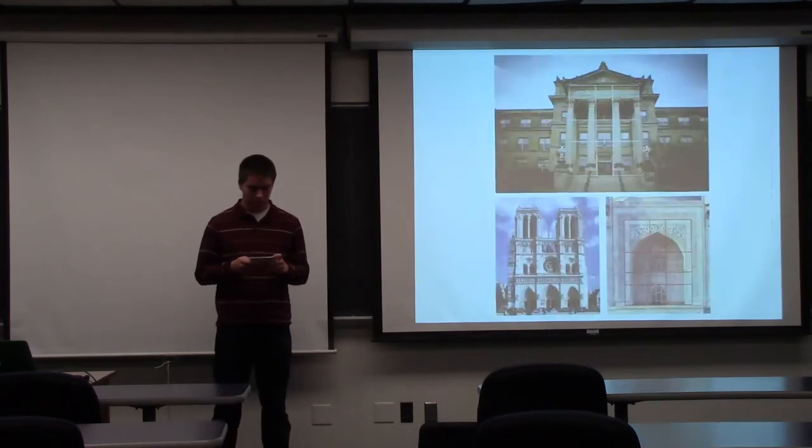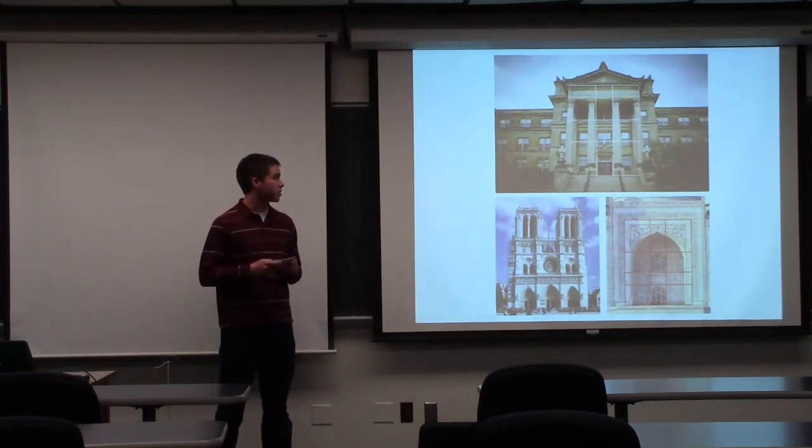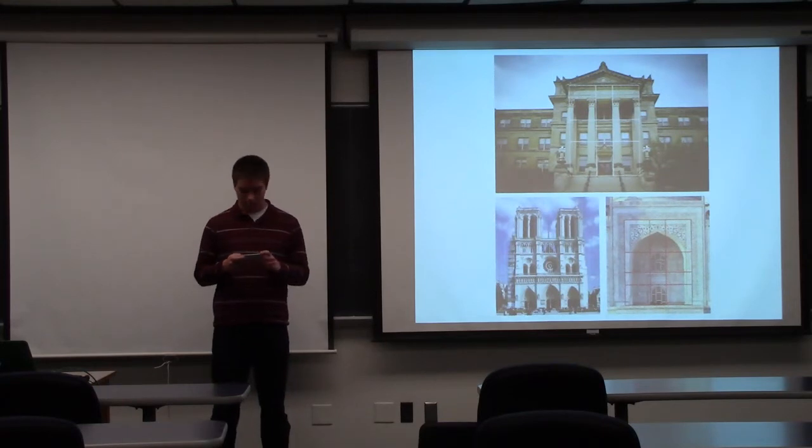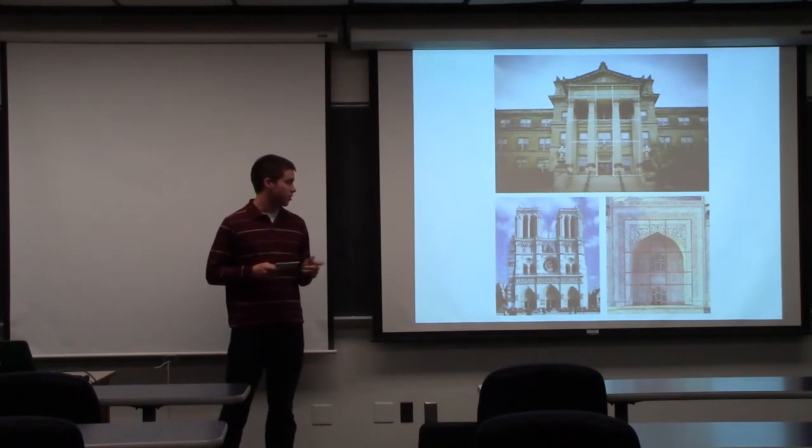I experimented with finding the golden ratio on the buildings on the ISU campus, and here in Beardshear, I put the golden ratio over the entrance, and I figured out that the pillars and the major architectural lines use the same ratio, and then same with Notre Dame and the entrance to the Taj Mahal.